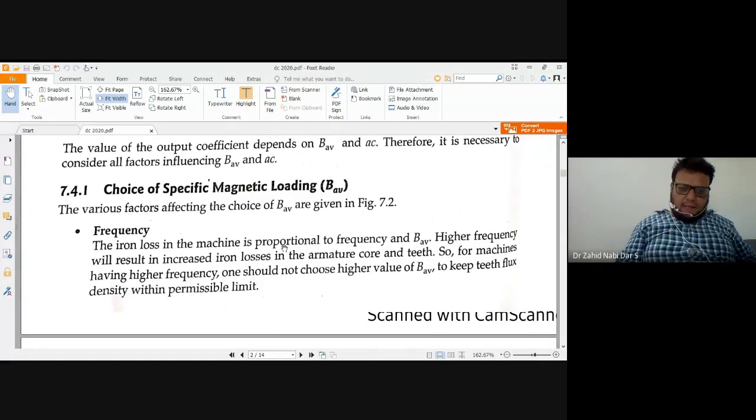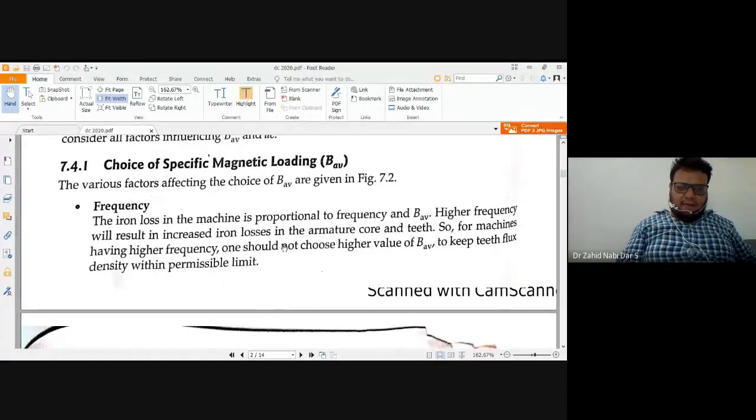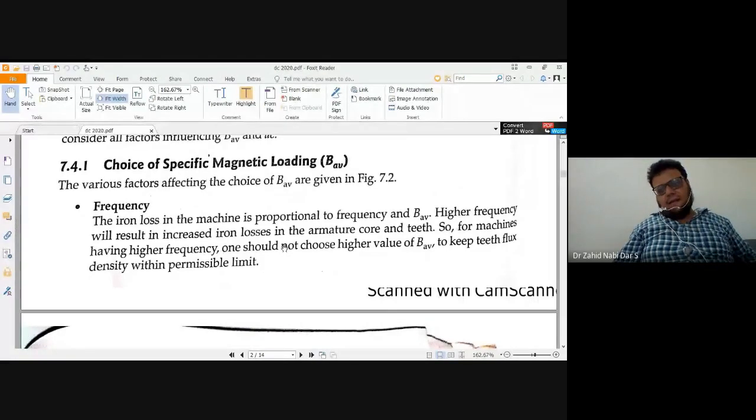Basically, the number one factor that governs the choice of the specific magnetic loading happens to be the frequency. The iron loss in the machine is proportional to the frequency of the average flux density. The iron loss, that is the loss in the core, is proportional to the frequency. For example, iron losses are the eddy current and hysteresis losses. The eddy current loss is directly proportional to the square of the frequency, whereas the hysteresis loss is linearly proportional to the frequency. Any which way, frequency is linked with the iron loss.